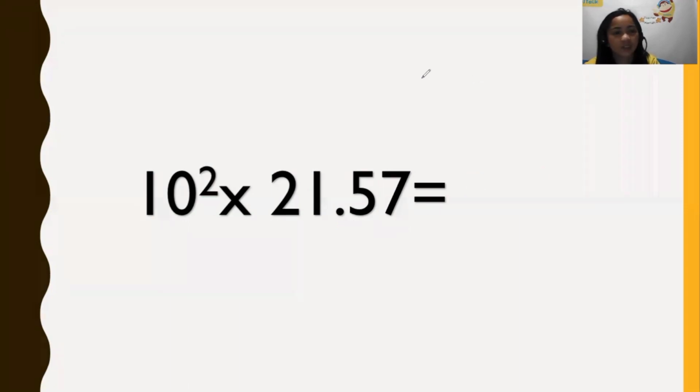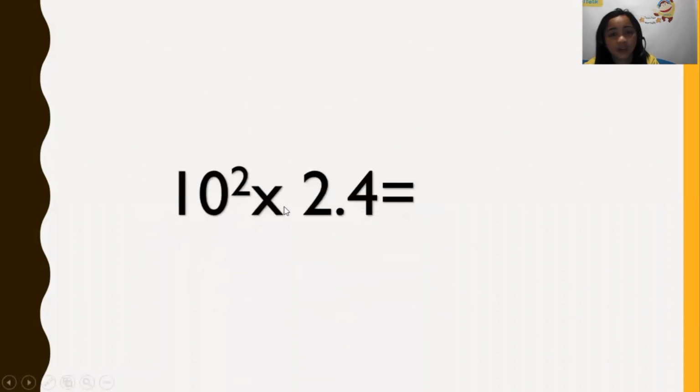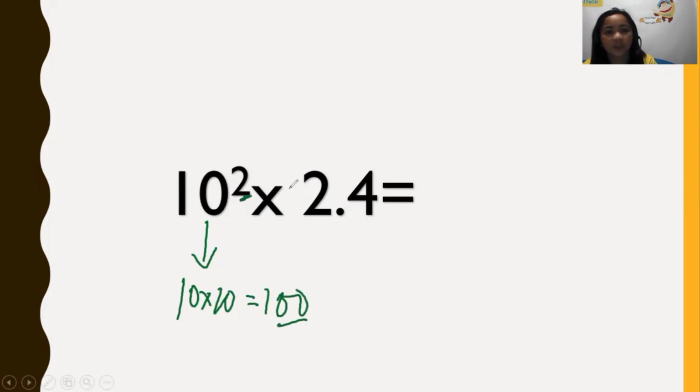Let's have another example. We have 10 squared times 2 and 4 tenths. Ang 10 squared, ang ibig sabihin ng 10 squared ay 10 times 10 equals 100. Dalawang 0, exponent ay 2. Dalawang move. Ayun, bakante tayo ng isa. The answer is 240.